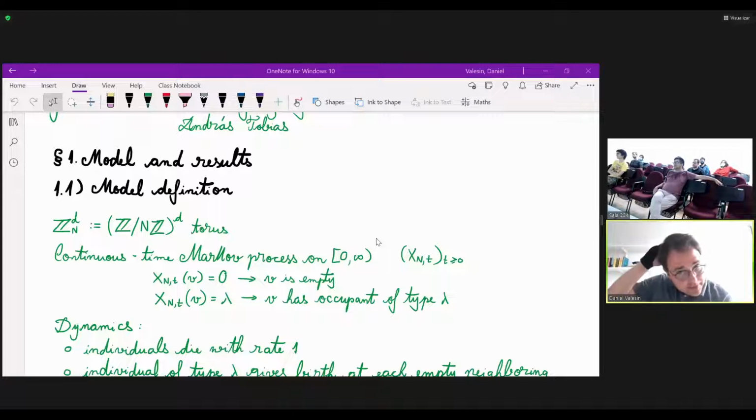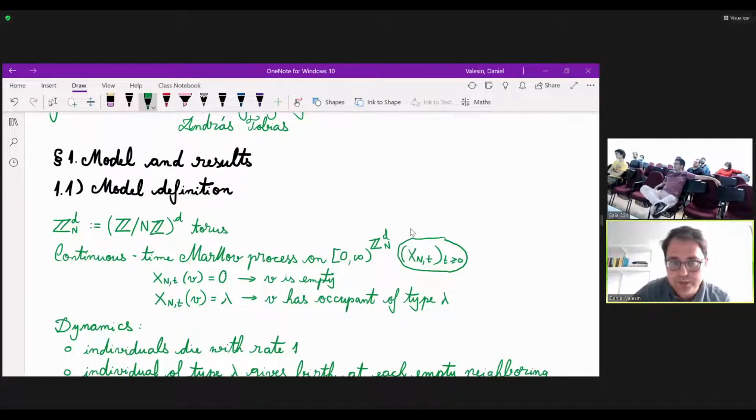So we will take the torus on Z^d with size n, so (Z/nZ)^d. This will be the environment for our process, and we'll define a continuous time Markov process. And here something is missing. So it's [0,∞) to the power of the torus. So this is how we denote the process. So what it means is that every site of the torus can attain any non-negative real value. So the state space is [0,∞) to the power of the torus.